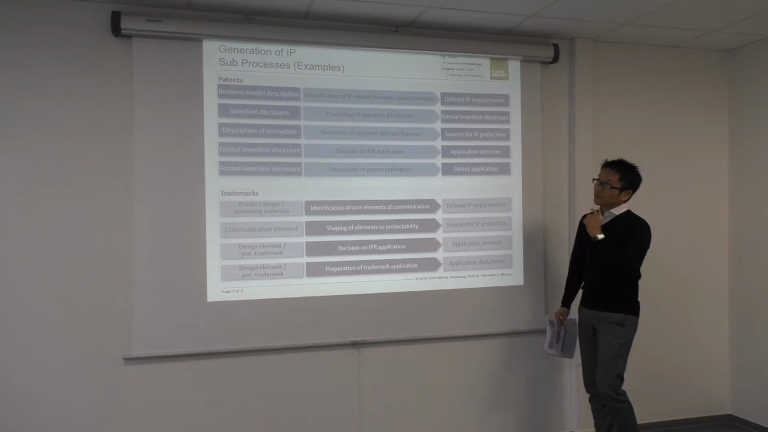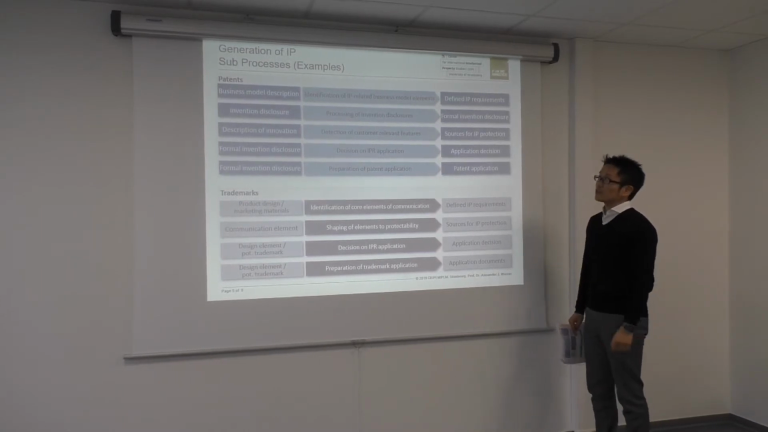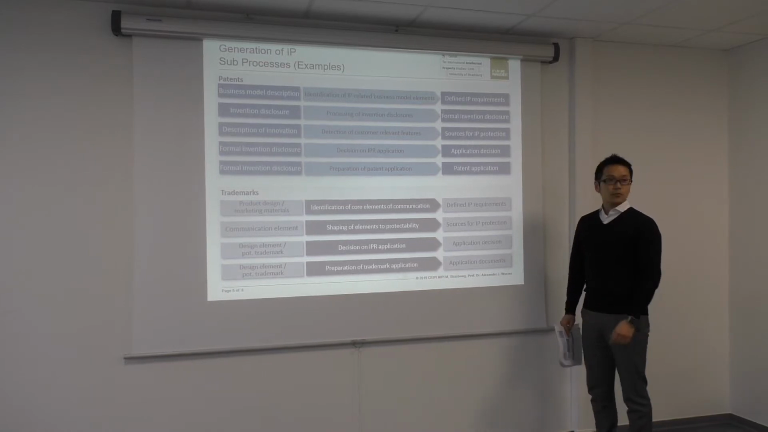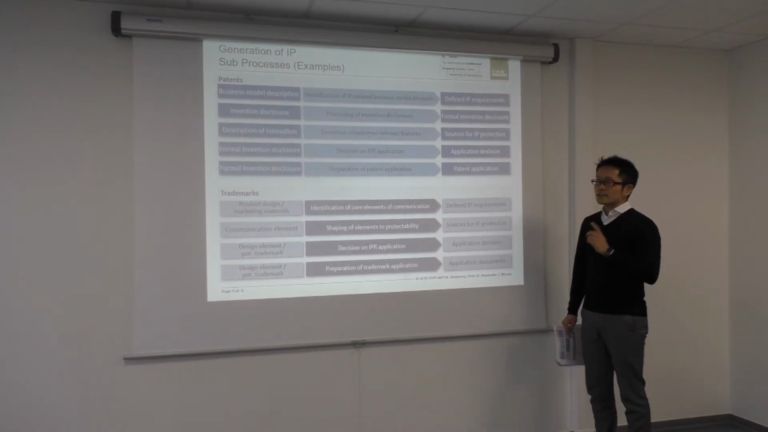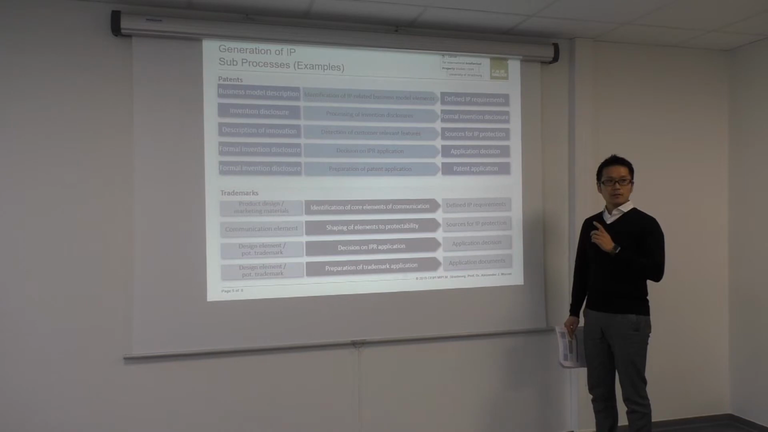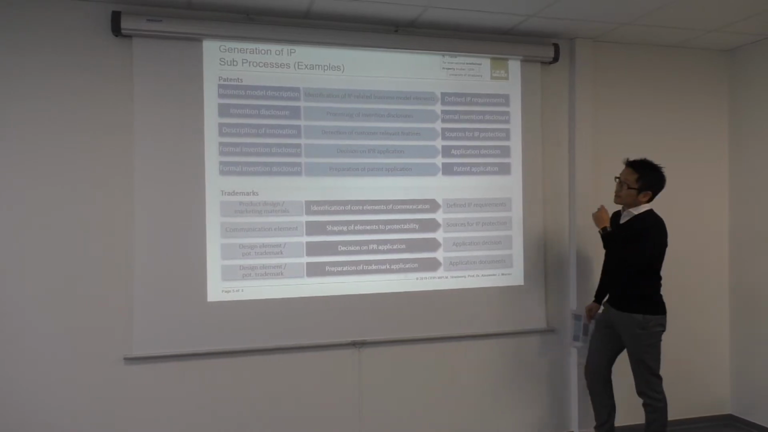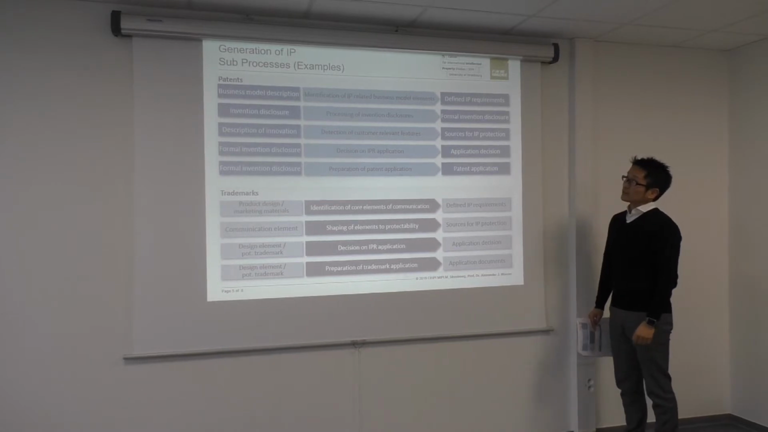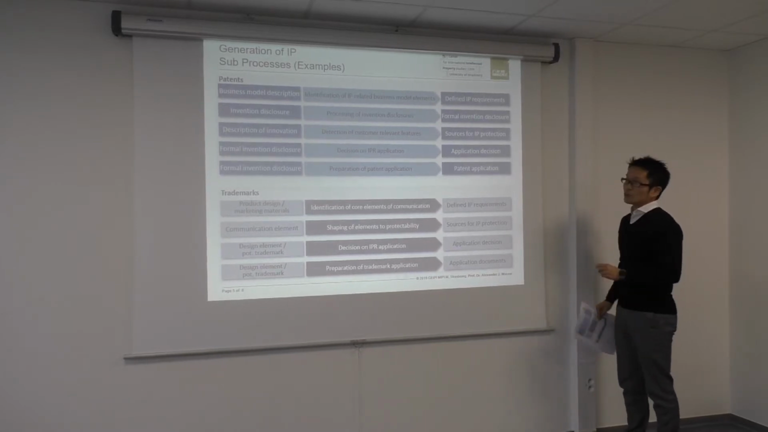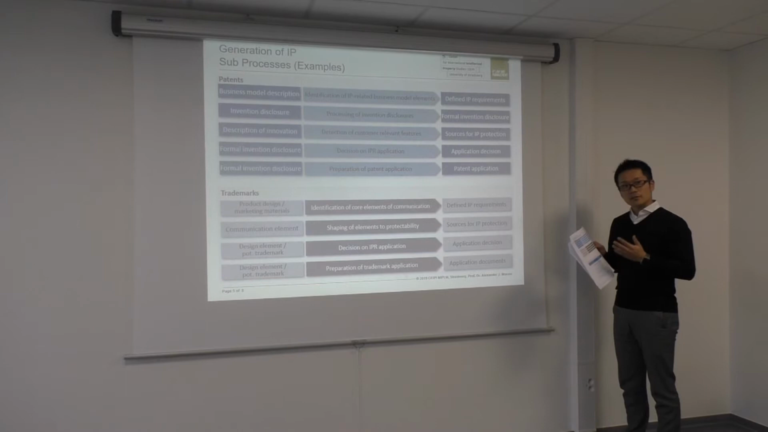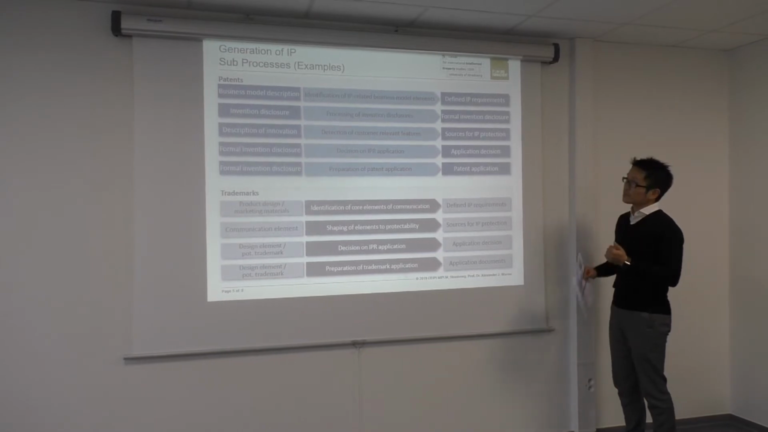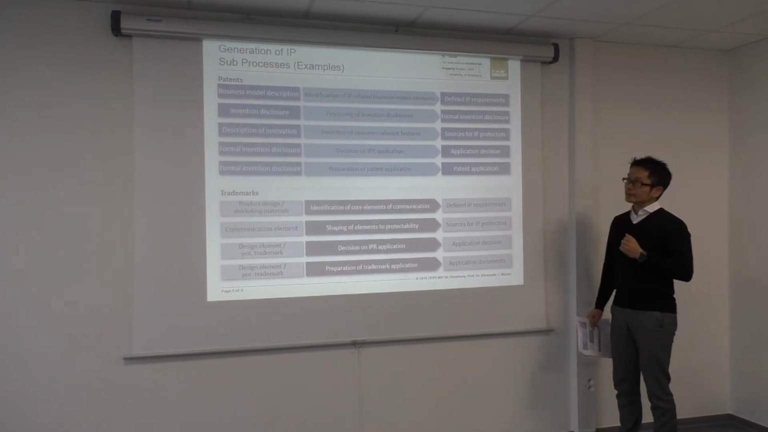And the second sub-process is processing of the invention disclosure. The input is the invention disclosure. It means internal disclosure information, which goes from the inventor to the IP division. And the output is the formal invention disclosure. It is more specific technological information description compared to the input.